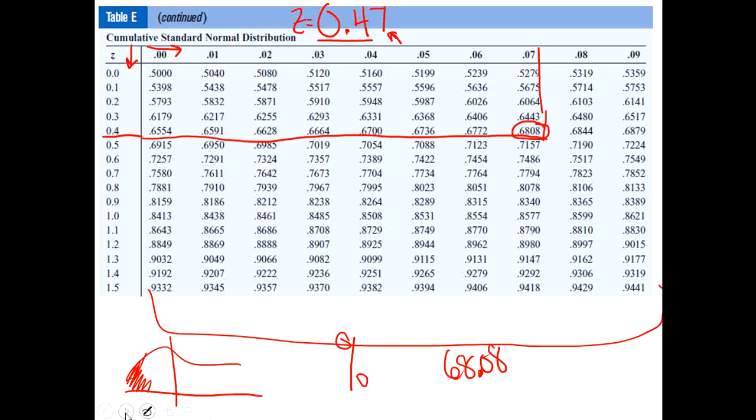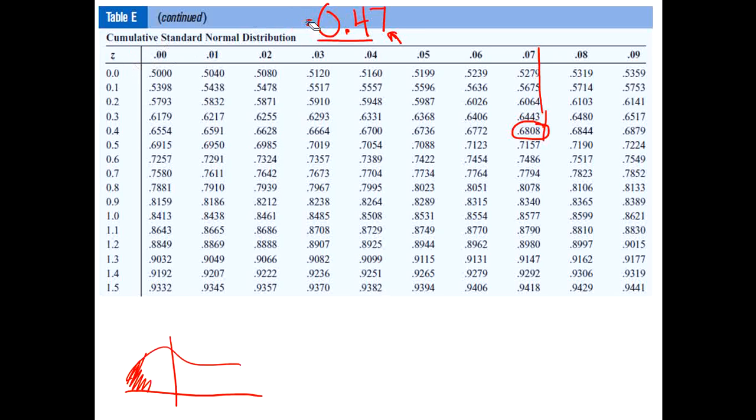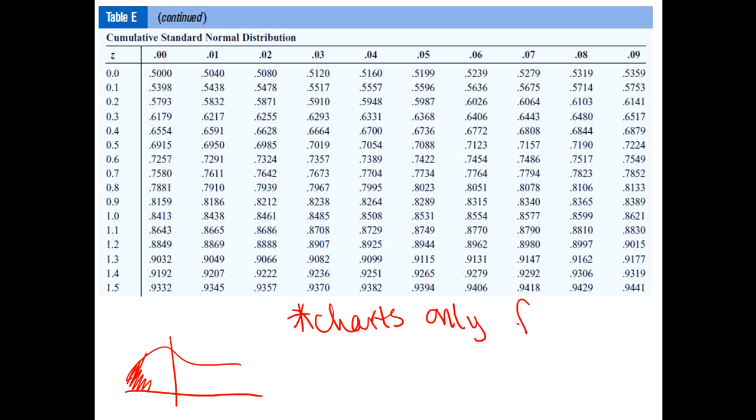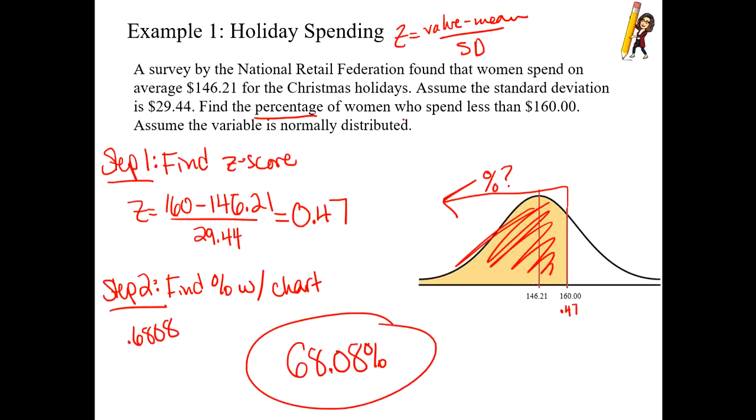So one thing to note about these z-scores, and of course you don't have to write any of this down, I just wanted to tell you about these z-score charts, is that these percentages only find, and that's what it's trying to tell you on the bottom, the percent to the left of the z-score that you looked up. Because our problem asked us for the percentage of women who spend less than $160, because that is all to the left, our percent was exactly what we wanted it to be when we looked it up in the chart.